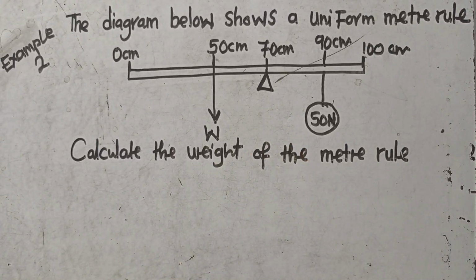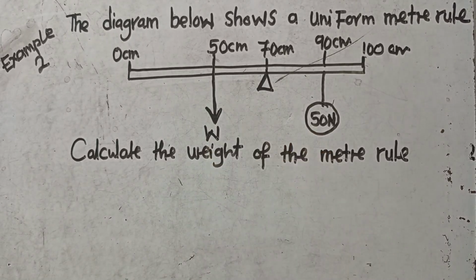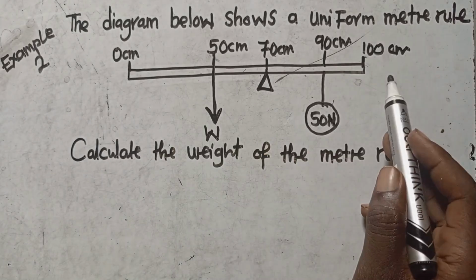I just want you to understand what I am doing and the calculations that I am doing here. The question is saying, calculate the weight of the meter rule. How can you calculate the weight of the meter rule? The first thing you need to do is find the center where all the mass seems to be acting. So it is at 50, which means that the work has been made simple. This is already at the center. This side is 50, this side is 50.